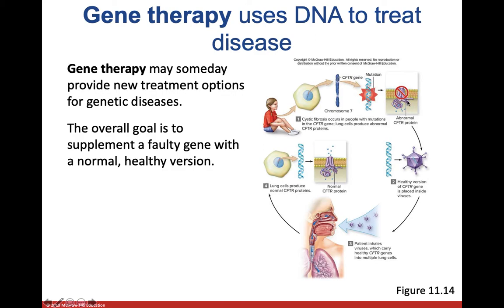So what we do as scientists is we take a virus that attacks lung cells and we modify it. We take out the dangerous part. We stick inside a healthy version of the cystic fibrosis gene, not the broken one that causes cystic fibrosis. We stick back in the right one. And then we infect this patient willingly with this virus. So this patient goes in and gets infected with this virus.